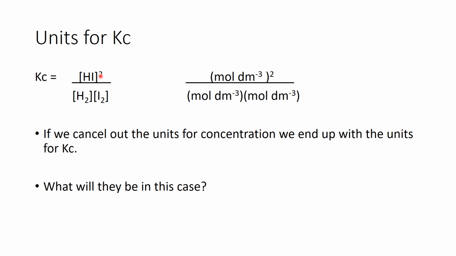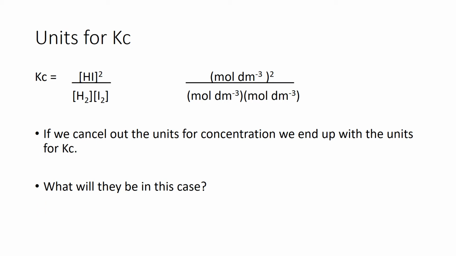So Kc here we've already established will be the concentration of hydrogen iodide squared divided by the concentration of hydrogen multiplied by the concentration of iodine. If we cancel out units for concentration, because all of these are concentrations, then we'll end up with the units for Kc. The units of concentration are moles per decimeter cubed, but this will be squared. So this is going to be moles per decimeter cubed times moles per decimeter cubed. Equally on the bottom, we've got moles per decimeter cubed for the concentration of hydrogen multiplied by moles per decimeter cubed for the concentration of iodine.